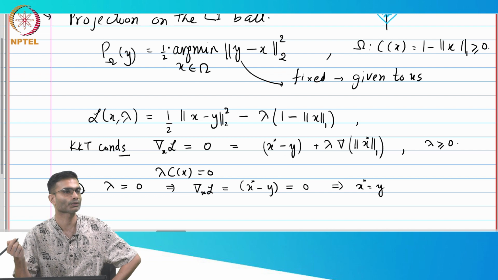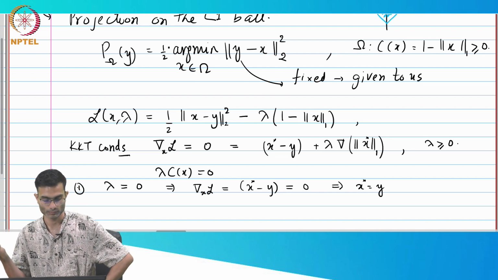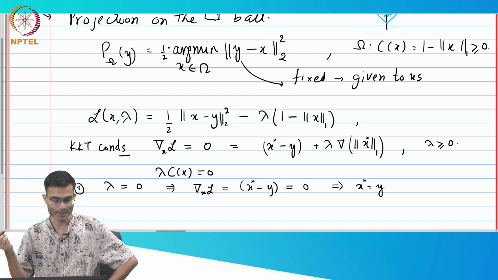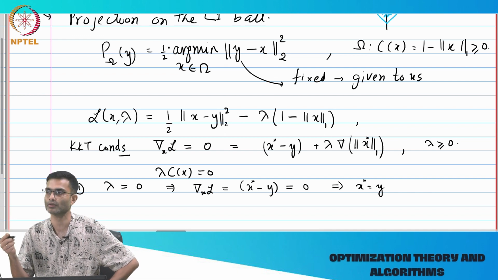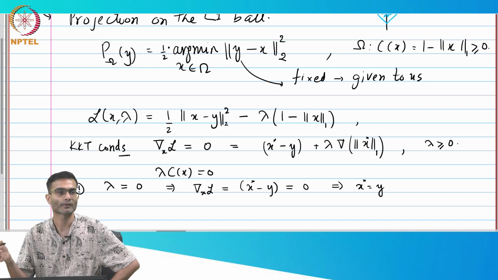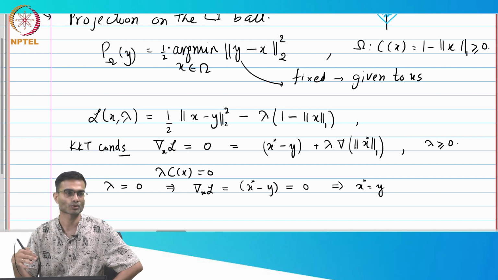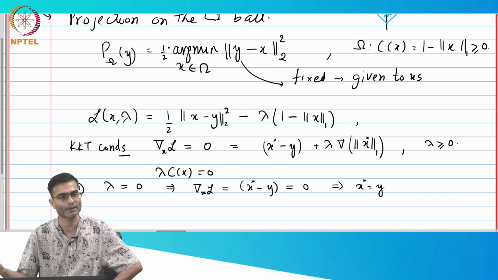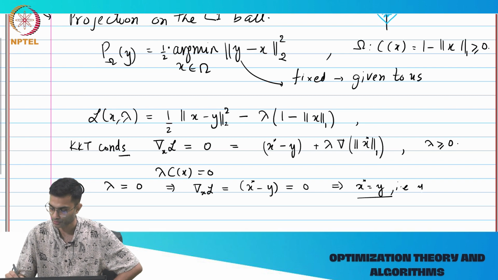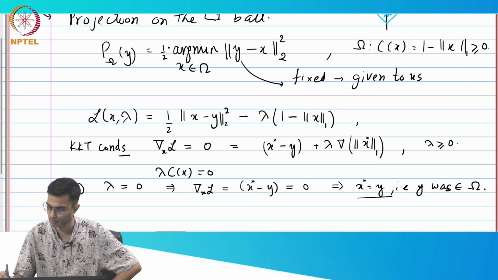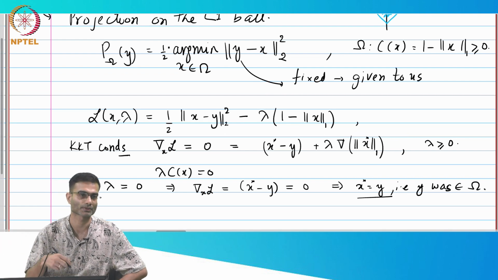What does this correspond to? Right, that means, very simply, it means that C of x is either greater than 0 or equal to 0, which means where is the point? Where is the point y? It is already inside the blue box. So if I am asking you to project that point, I will get back that same point. So that is this point, right. That is, y was already in the feasible set.